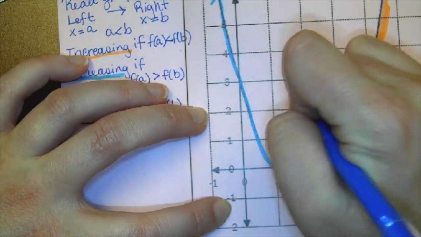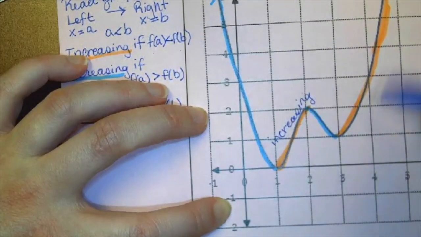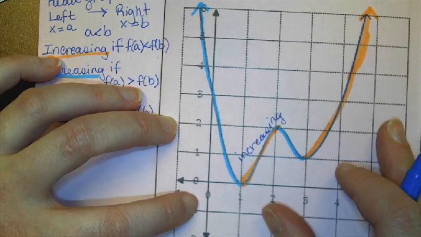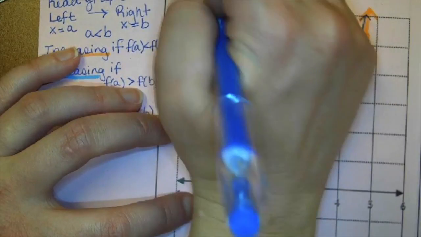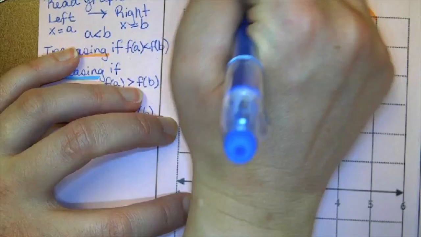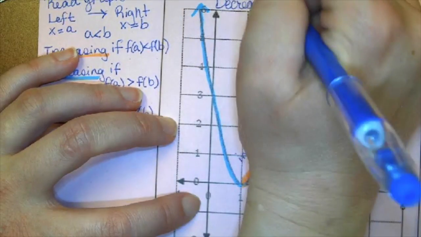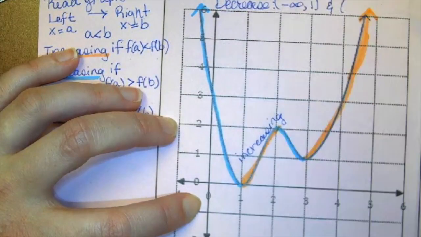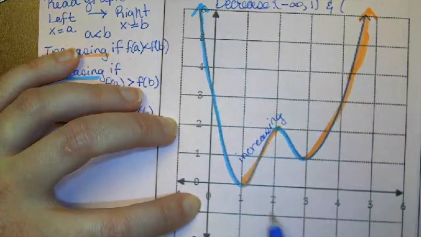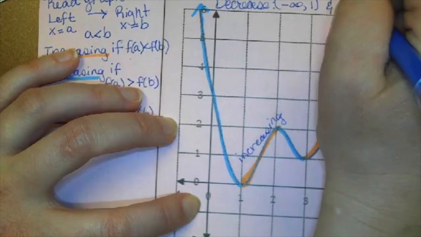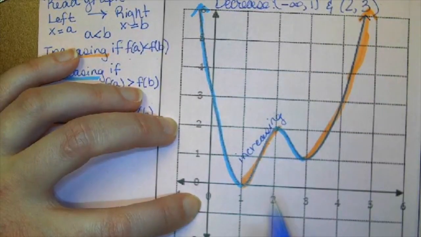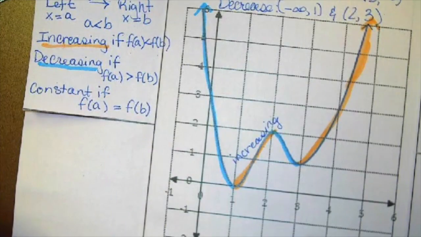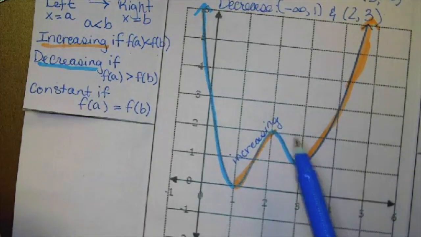Infinity, yeah. Right. So here it's increasing. Okay, here it's also increasing. So it increases on 1 to 2 and 3 to infinity. It decreases from negative infinity to 1, and 2 to 3. 2 to 3 is correct. Okay, so increasing on the orange, decreasing on the blue.